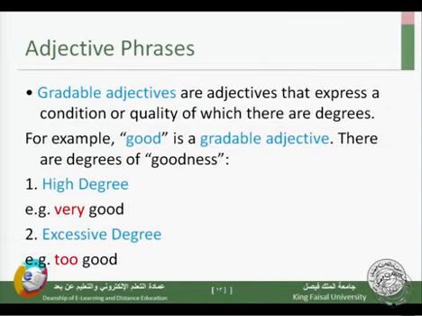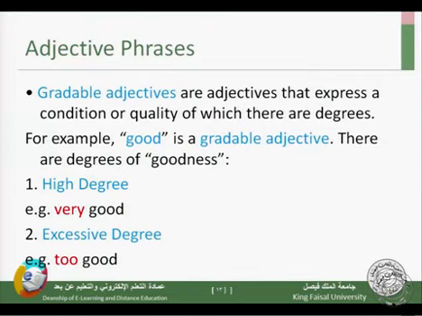Now we will talk about another point here, which is about gradable adjectives. Gradable adjectives are adjectives that express a condition or quality of which there are degrees. So we imagine these adjectives as having degrees. So 10%, 20%, 50%, 70%, and so on. So they can be gradable. They can be graded according to certain degrees.